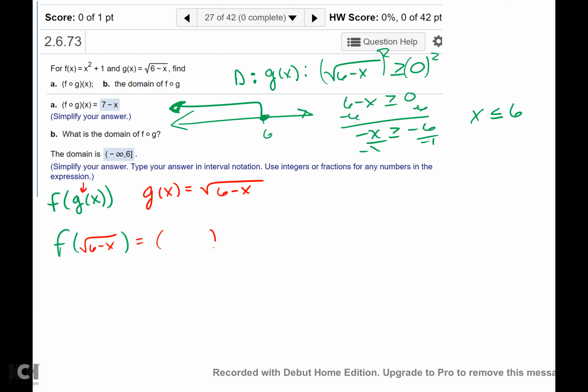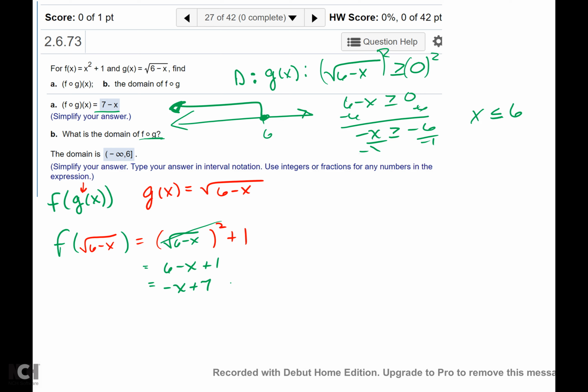F says whatever you brought, square it and add 1. So if I plug in what I brought, the square root of 6 minus x, the square root cancels, and I get 6 minus x plus 1. That gives me negative x plus 7, which they wrote as 7 minus x. There's my composition, and then it says, what is the domain of f of g?